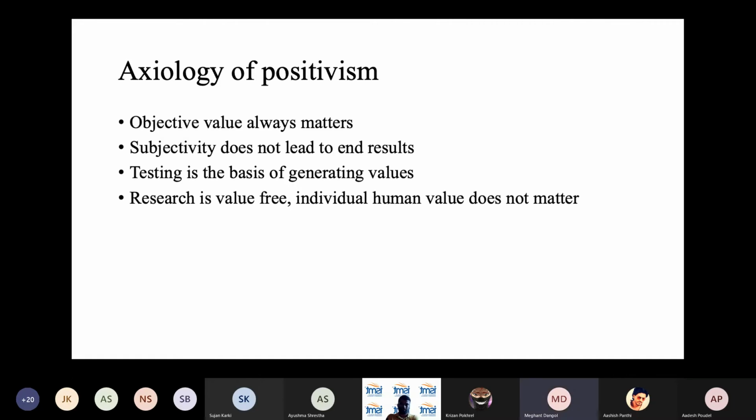Subjectivity leads to the end result. Yes, exactly. Subjective values always matter, and subjectivity leads to the end result. Research is value bound. Yes, individual human values matter, because we are going to include the values and beliefs of the individual or participant, and of the researcher also, in the research. So individual human values matter in interpretivism. This is the axiology of interpretivism.